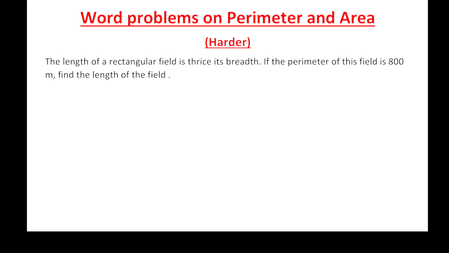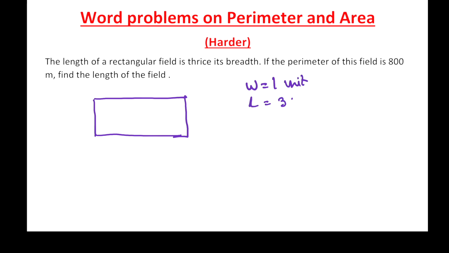So according to this problem, the length of this rectangular field is 3 times the width. So if the width is 1 unit, length will be 3 units.